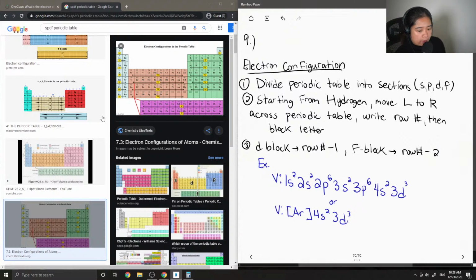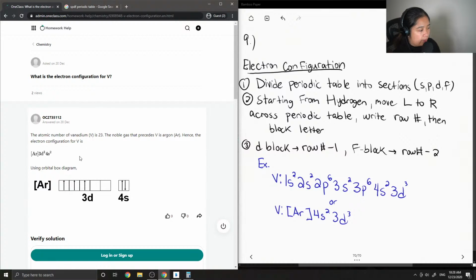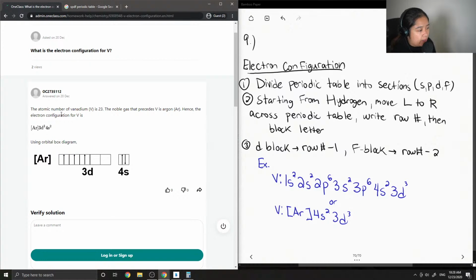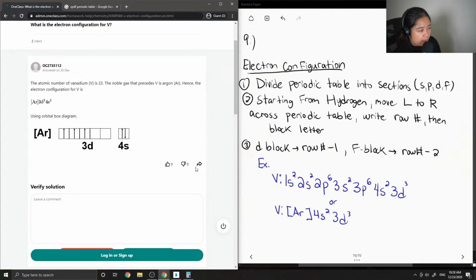Okay, so let's see what the junior tutor said. The atomic number for vanadium is 23. The noble gas that precedes vanadium is argon. Hence, the electron configuration for vanadium is argon, 3d3 4s2. So here, it doesn't matter. You can write the 3d3 first, or the 4s2. And this is because the 3d3 has a lower energy than the 4s2.